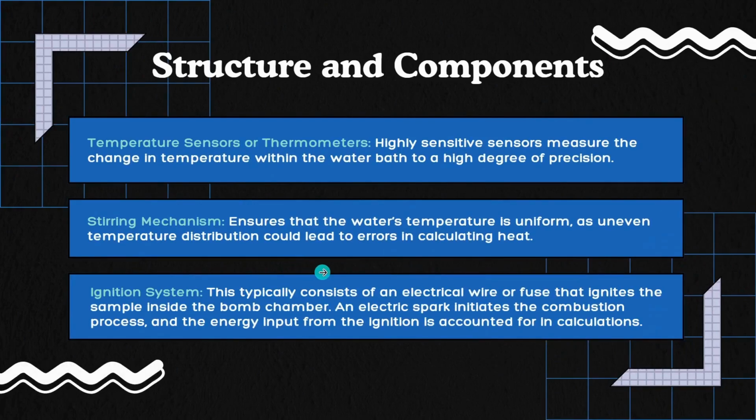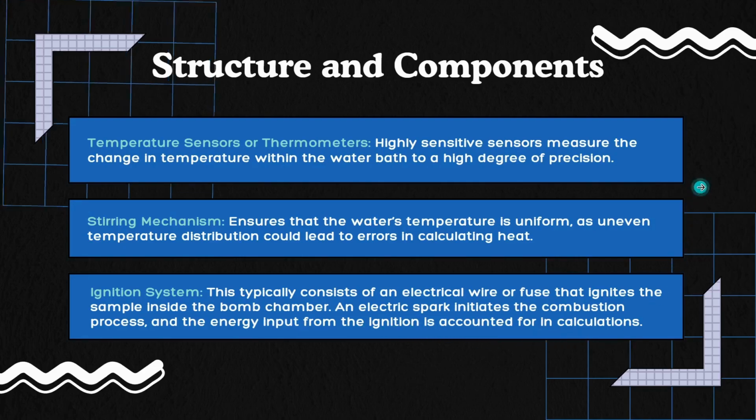Ignition system. This typically consists of an electrical wire or fuse that ignites the sample inside the bomb chamber. An electric spark initiates the combustion process, and the energy input from the ignition is accounted for in calculations.